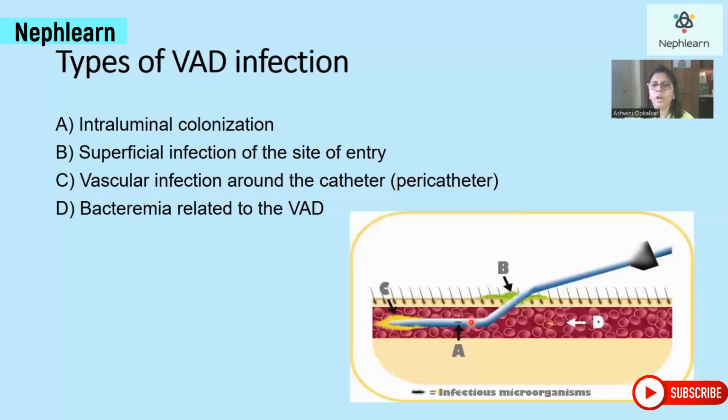The third is the vascular infection around the tip of the catheter. Very often, when the catheter has been removed in a patient suspected of sepsis, we send the vascular tip. The double lumen catheter tip is cut and sent for culture along with the blood culture. This is the reason why the tip is sent for cultures, because we have to determine whether there is a vascular infection or a pericatheter infection. And the last is bacteremia, in which the blood is also infected, resulting in sepsis.